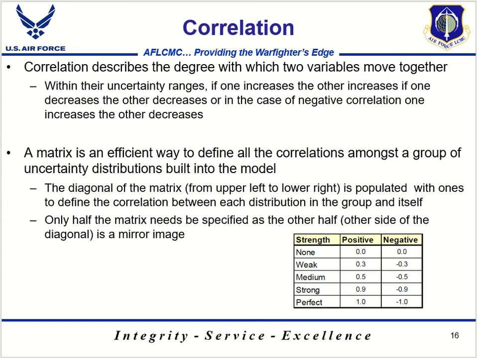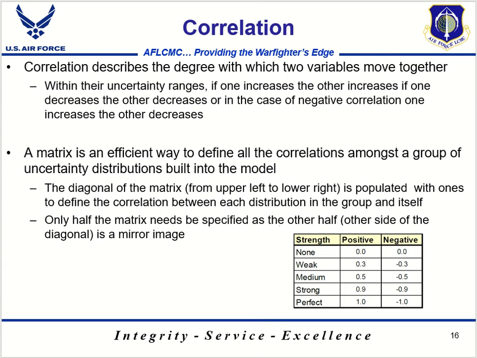So once you've defined the distribution parameters, you want to examine whether or not there is correlation between elements. Correlation describes the degree with which two variables move together. So within their uncertainty ranges, as one increases, so does the other. And if you have negative correlation, as one increases, the other would decrease. We typically use something called a correlation matrix to define that correlation relationship between elements in the model. And we'll see an example of that on the next slide.